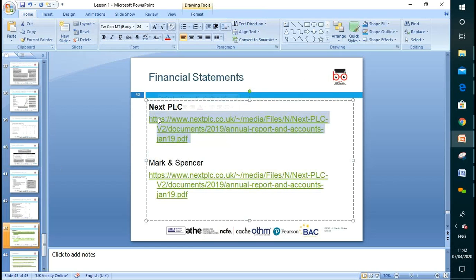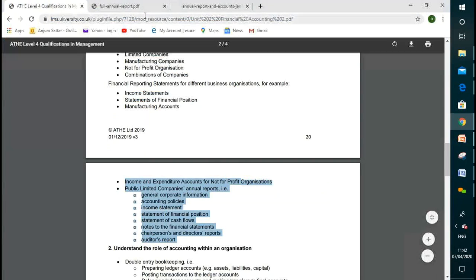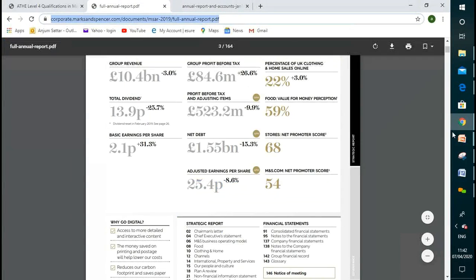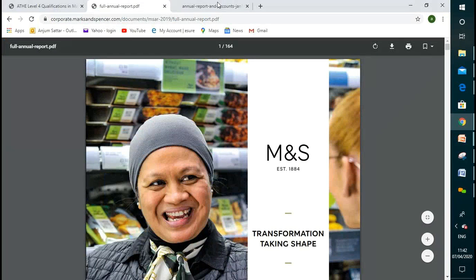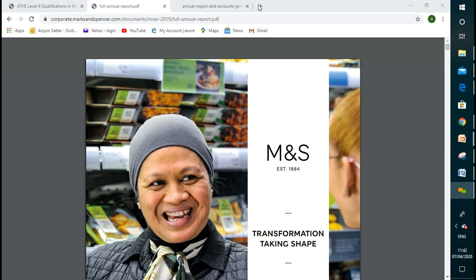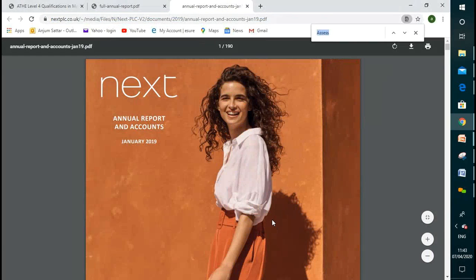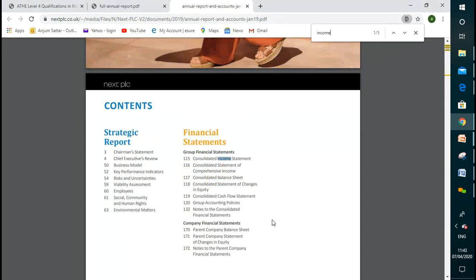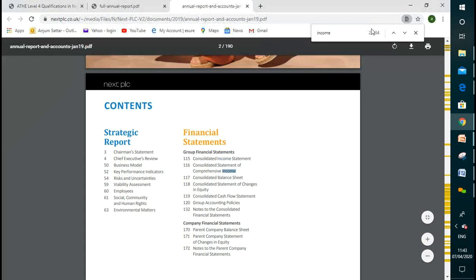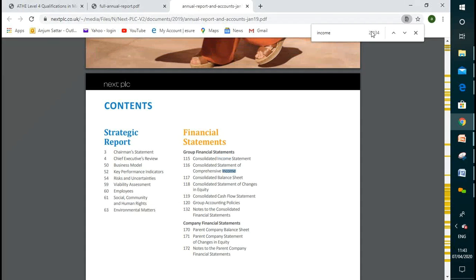Next is a very popular and quite big organization. So now we'll go through the next financial statement. What we need to do is copy this link and open the financial statement of Next. This is Marks and Spencer, and this is Next. Okay, so what you do is press Control F and type income statement. You will see their consolidated income statement on page 115. So we can go through the page.